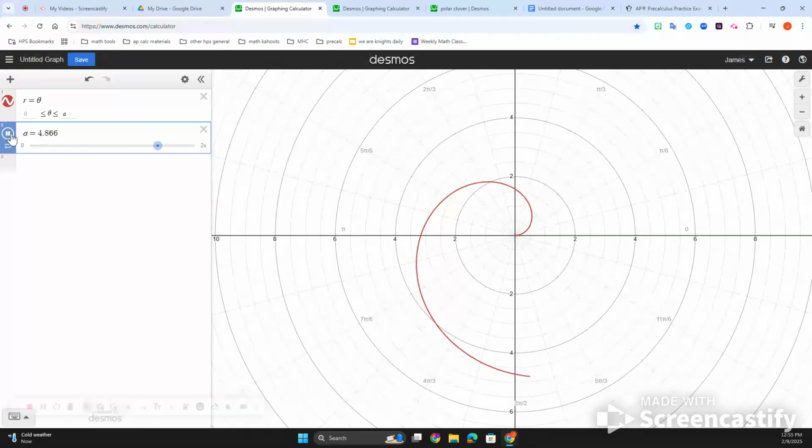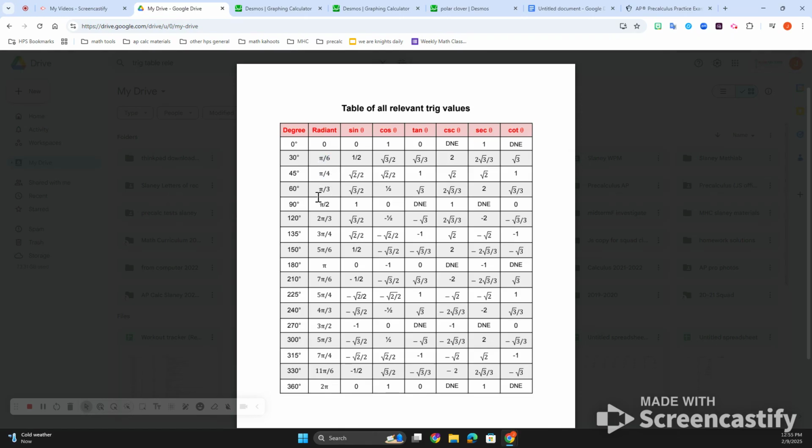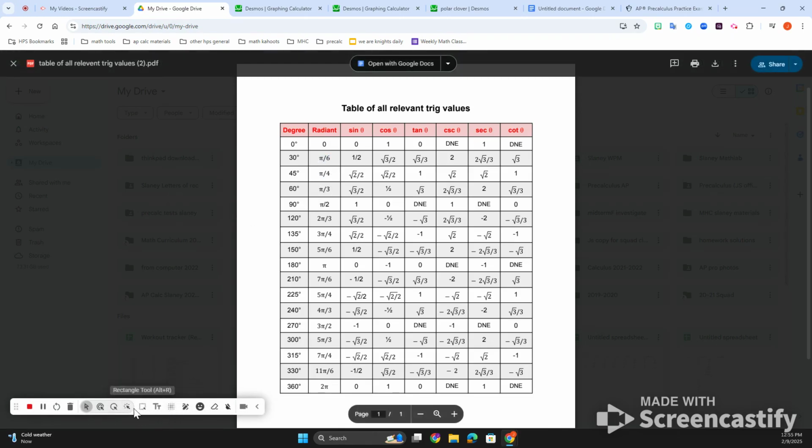Now, if I wanted to, I could sit here and set up an in and out table. I could use my table of relevant trig values, right? We're really going to like 90, 180, 270, 360, 0, right? We really like 90-degree angles. They're easier to remember and they pop up quite nicely when we are trying to graph.